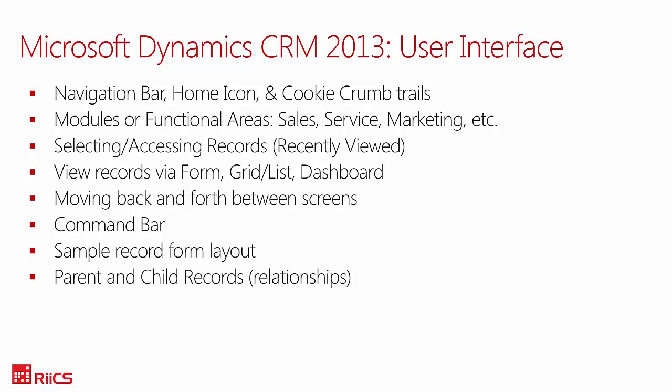We'll walk through a simple record form layout to show you various different types of fields and attributes that can exist on a form. Then I will talk about parent and child record relationships between records, such as how an account is related to contacts. Now let me switch over to the application and demonstrate the navigation.